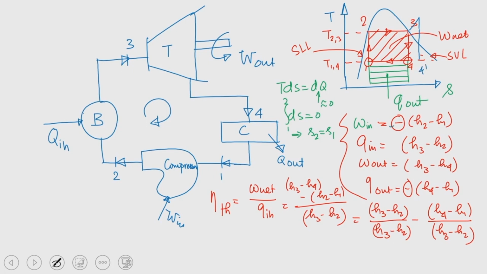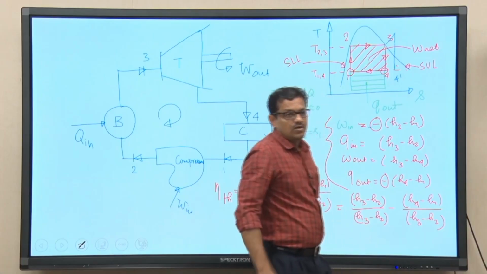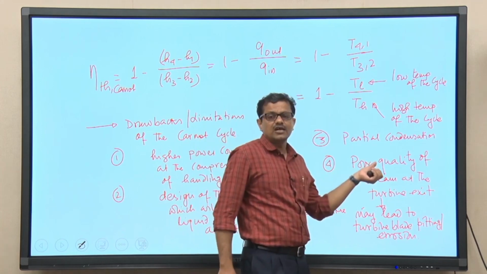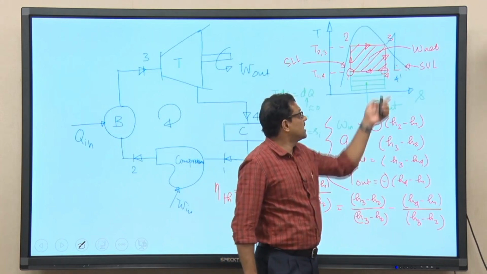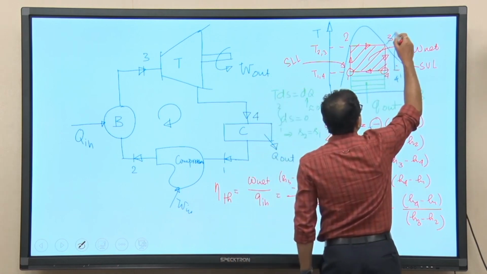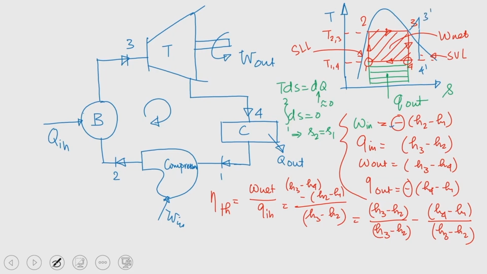Superheating the steam beyond point 3 would be another way to increase the quality of steam at the exit of the turbine, which we can see from this TS diagram: if we superheat steam from point 3 to 3 prime, at the exit of the turbine the state will be 4 prime, and this is very close to the saturated vapor line. So, in a way we are increasing the quality of the steam.